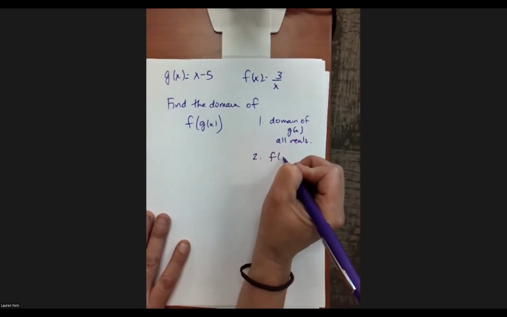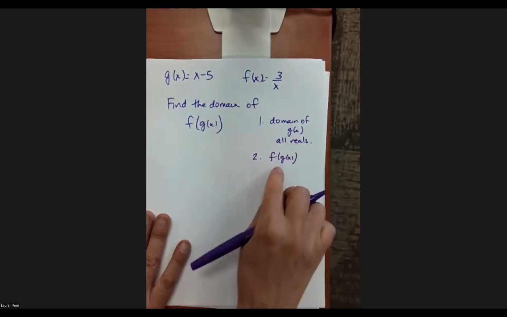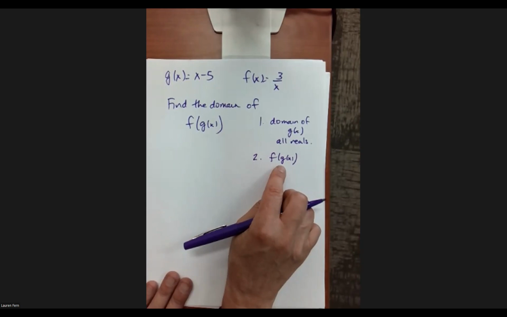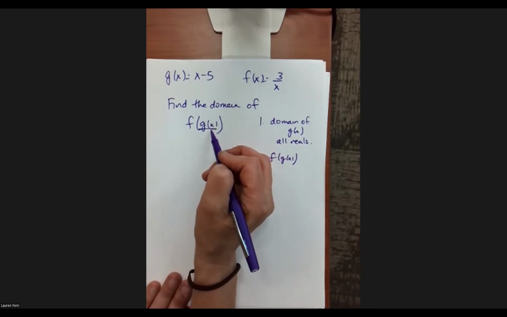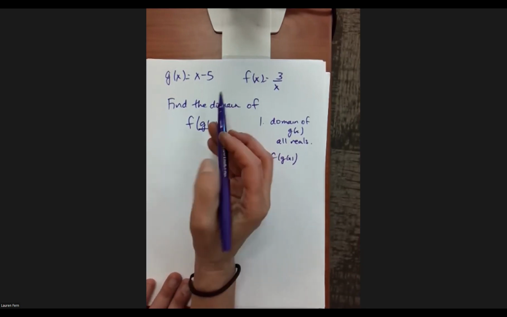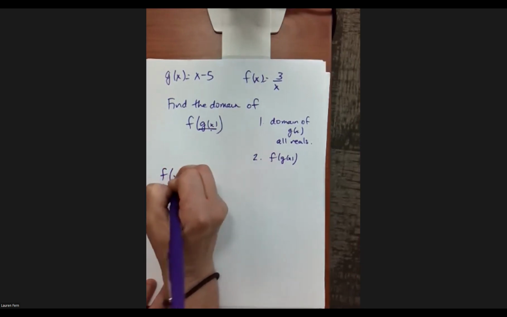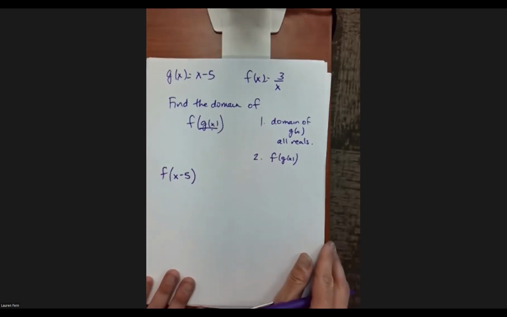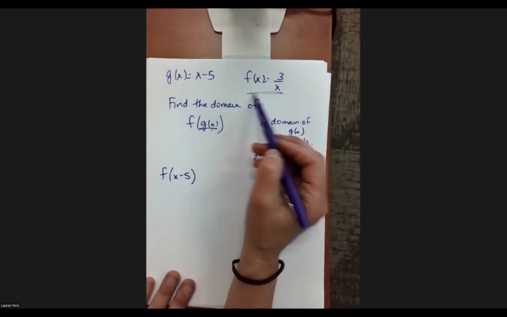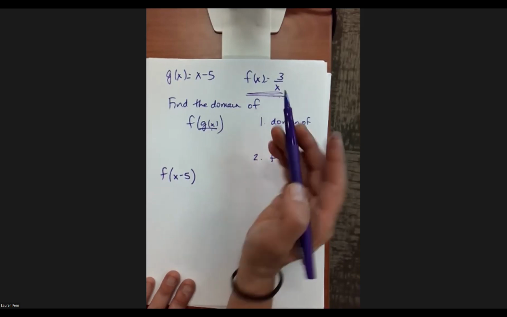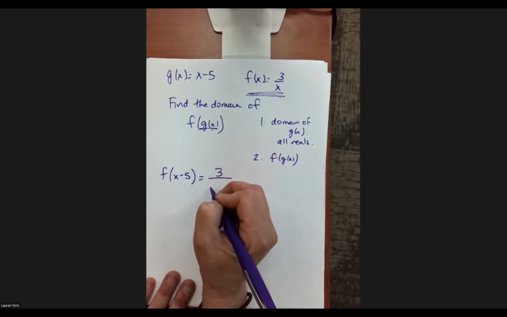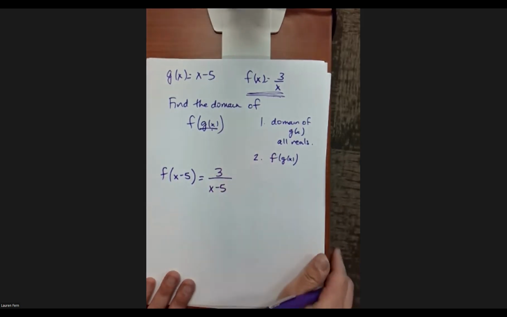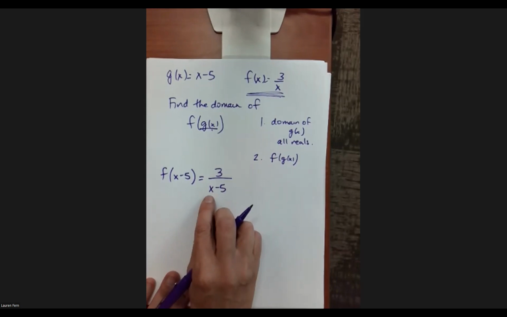The next thing we do is we find the composition and then find that domain. Well, to find f of g of x, we work inside out. How is g of x defined in this particular exercise? x minus 5. So we're finding f of x minus 5. Well, if this is how my function f is defined, what does f of x minus 5 look like? 3 over what? x minus 5. You with me? Awesome.